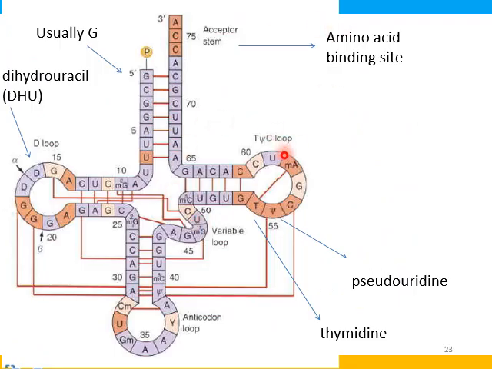This is another depiction of the structure of the tRNA. You can see that we have many different uncommon bases in its structure, like pseudouridine, thymidine, dihydrouracil, and other methylated bases. And the tRNA is one of the extraordinary ribonucleic acids that contain these minor bases in a great amount.